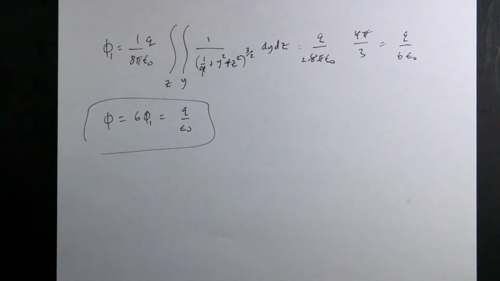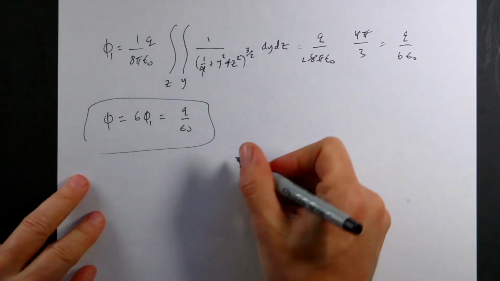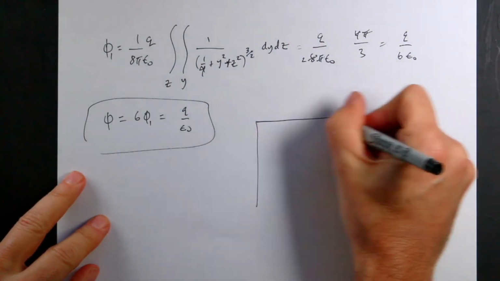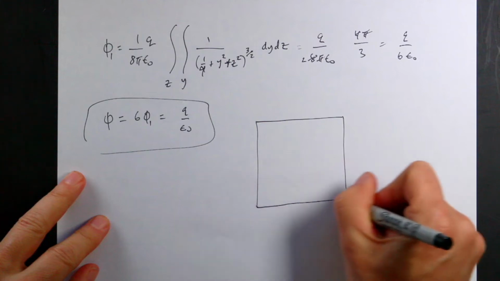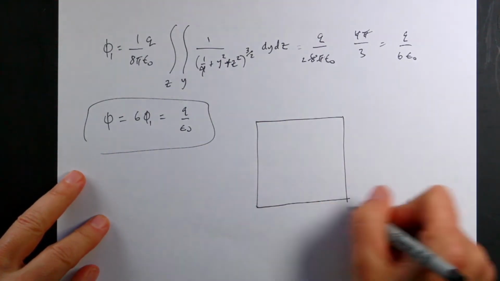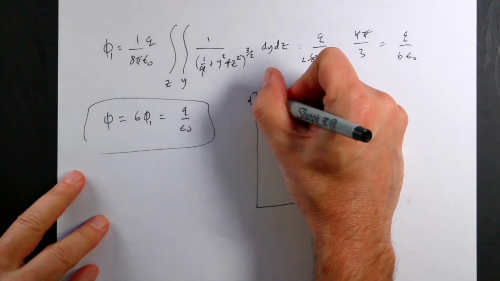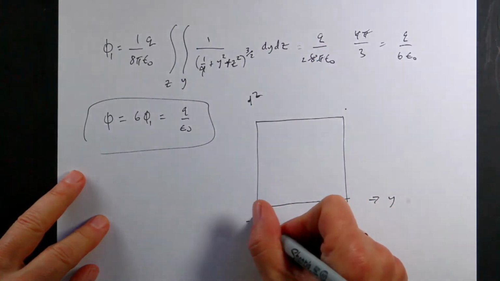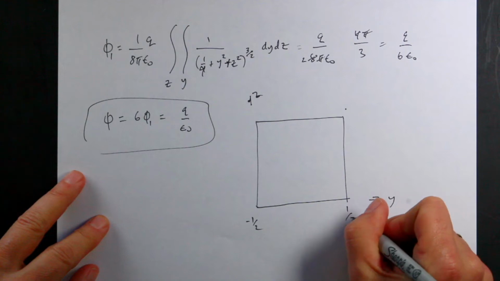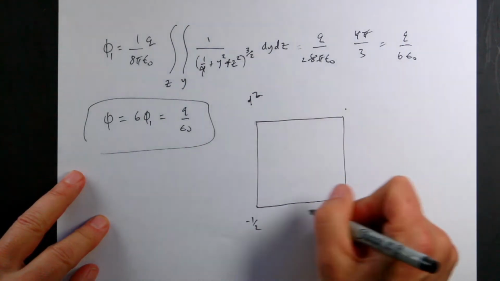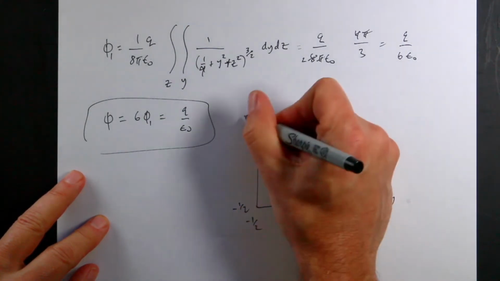Okay, now let's do this in Python. So in Python, we want to do a double integral, and I want to do it numerically. So the difference here is, suppose I have this square, and let's call this the y and that the z direction. So this is from negative 1/2 to 1/2, and this is from negative 1/2 to 1/2.